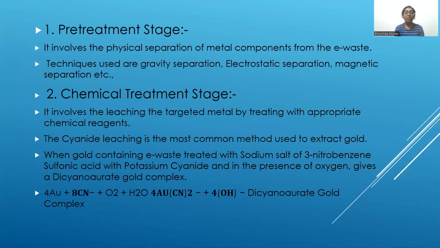First comes the pre-treatment stage. It involves physical separation of metal components from the e-waste. Techniques used are gravity separation, electrostatic separation, magnetic separation, etc. The second step is the chemical treatment stage. It involves leaching the target metal by treating with appropriate chemical reagents. Cyanide leaching is the most common method used to extract gold.